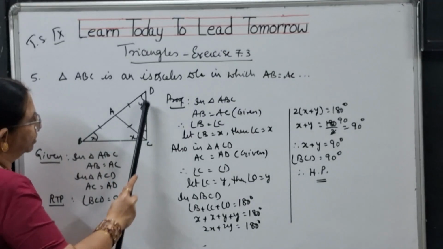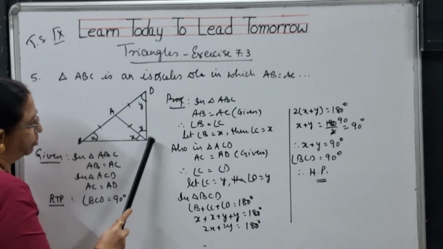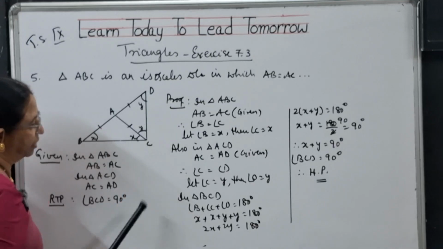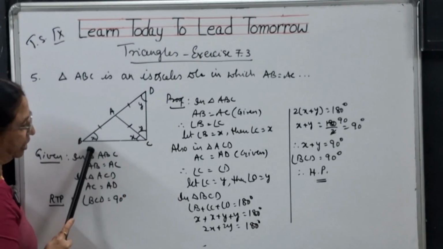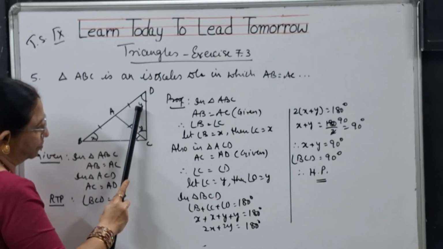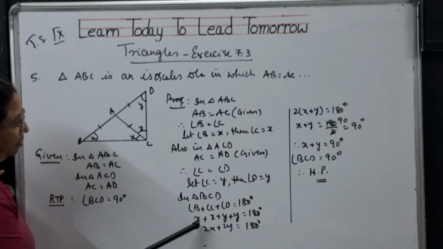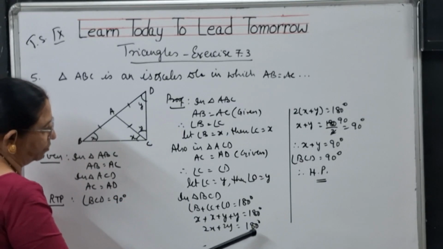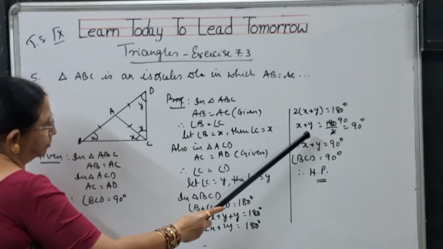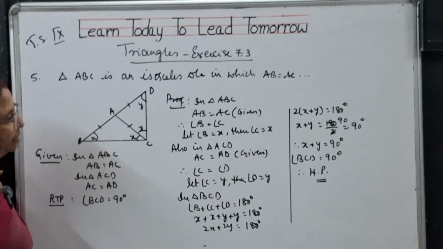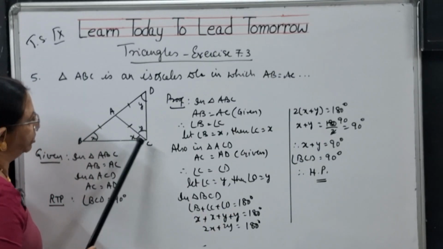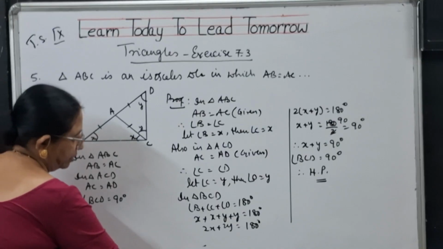Now when you go to this big triangle, triangle BCD, angle B plus angle C plus angle D is 180 degrees. Angle B is X, angle C means X plus Y, angle D is Y, is equal to 180 degrees. So 2x plus 2y is 180 degrees. 2 into x plus y is 180 degrees. X plus y is 180 by 2, 90 degrees. X plus y is 90 degrees means x plus y is nothing but angle BCD. That is equal to 90 degrees.